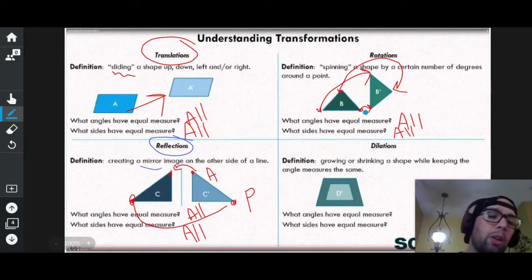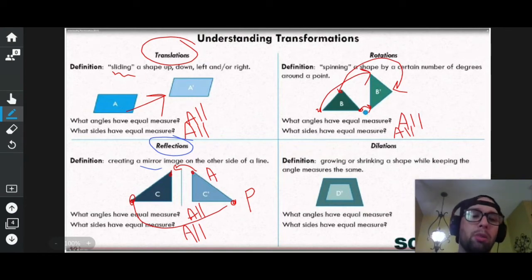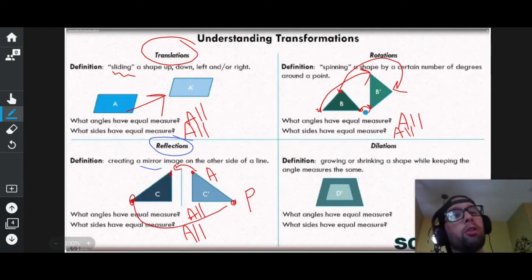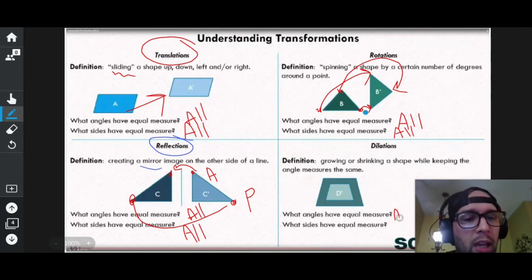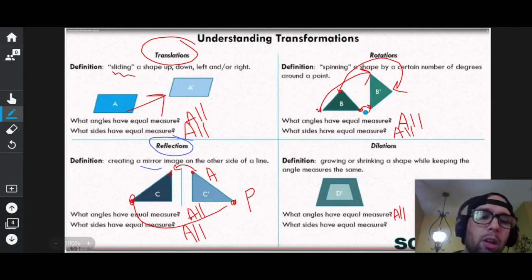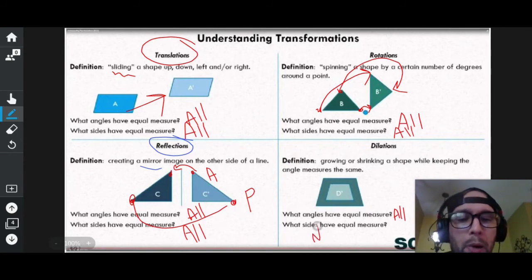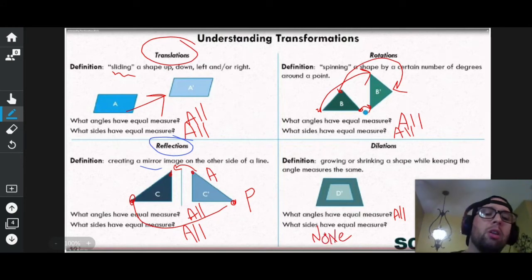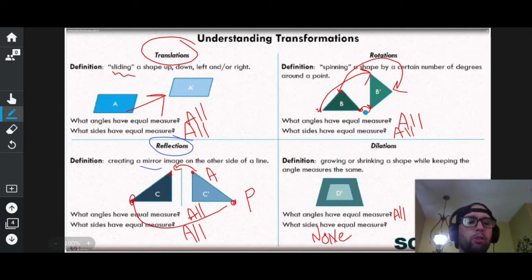The last one is where things get bigger or smaller. Dilation is when you grow or shrink a shape. I give you a number, and that number tells you whether that thing gets bigger or smaller. The larger the number, the bigger it gets. The smaller the number, the smaller it gets, so on and so forth. Okay? All of the angles stay the same, but the sides don't. That's supposed to say none, and there was a lag there. So it just gets bigger or smaller.